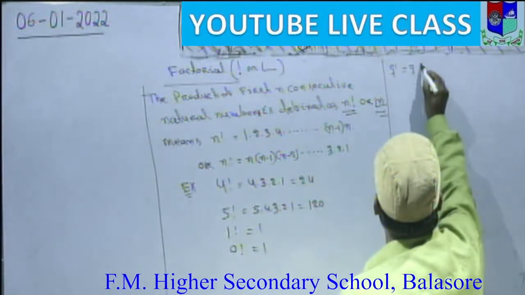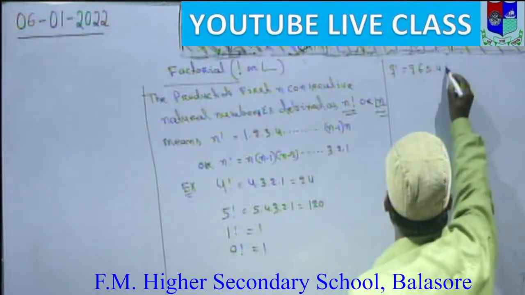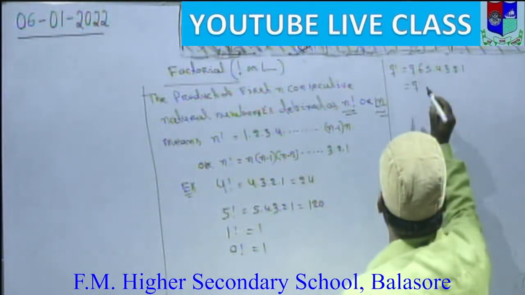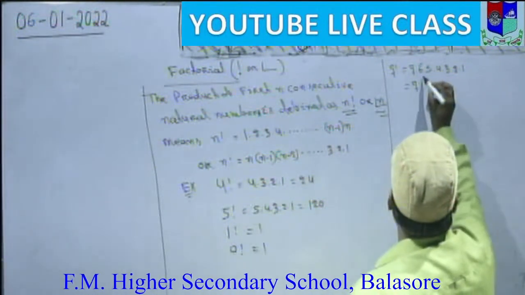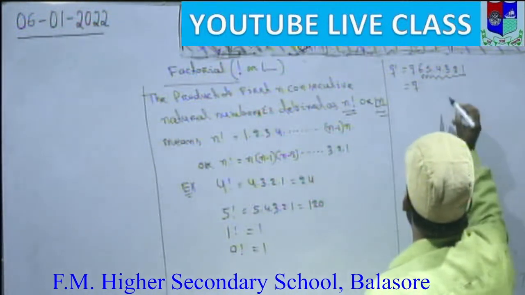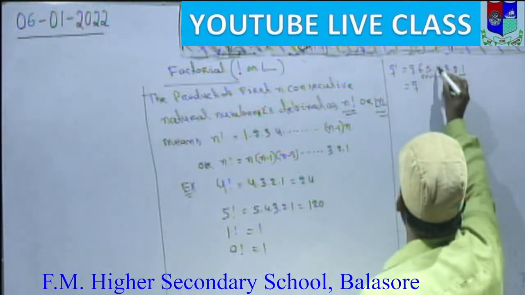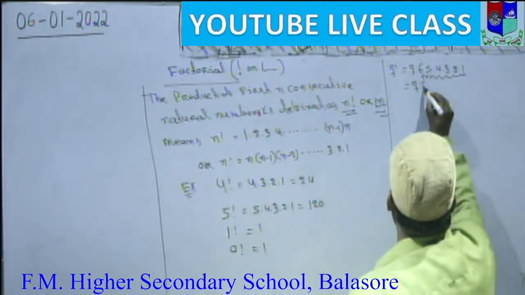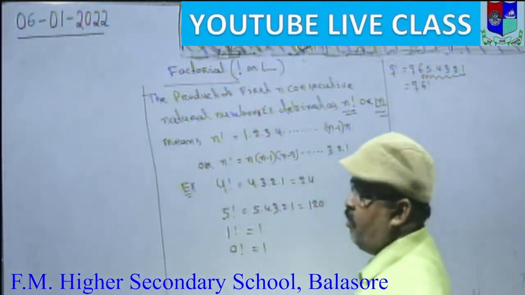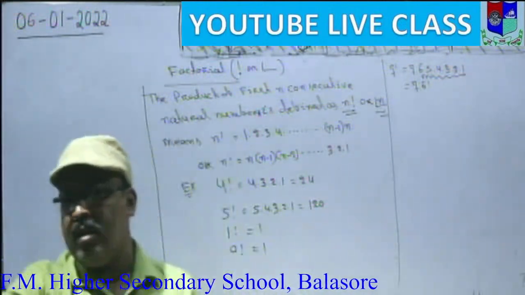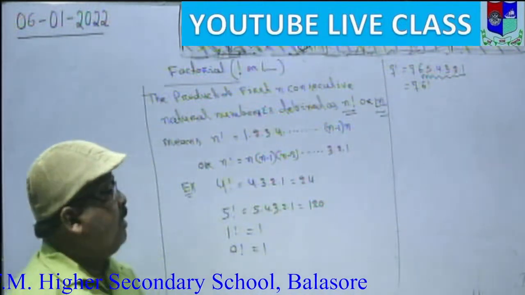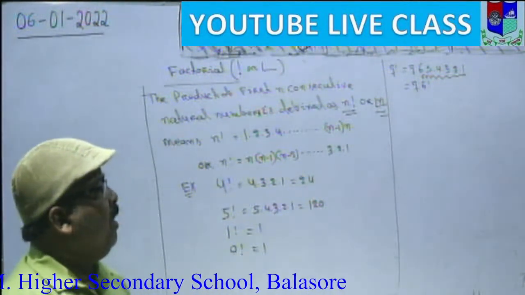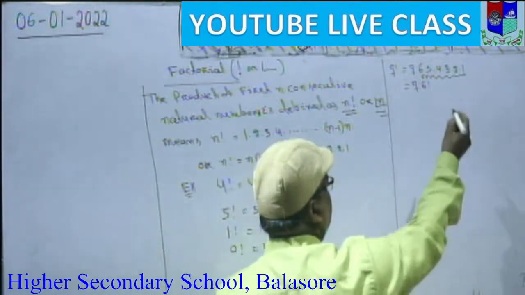We write 7 into 6 into 5 into 4 into 3 into 2 into 1. One may write this as 7 remains same from 6 to 1. The product of the consecutive natural numbers from 6 to 1 may write it as 6 factorial. So this is your reduced form, that is 7 into 6 factorial.